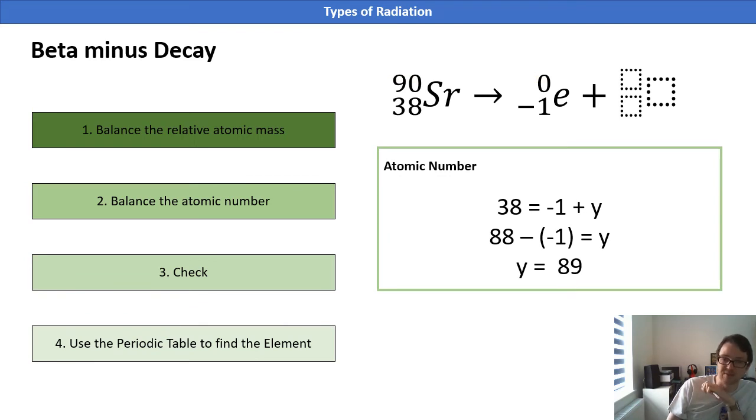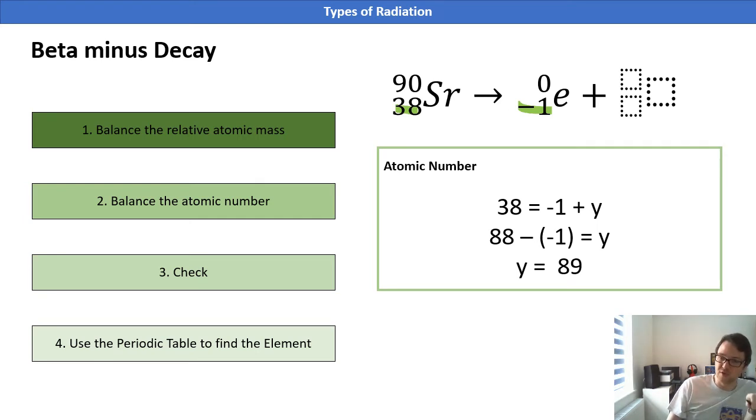The atomic number, however, will be 38 is equal to minus 1 plus an unknown number. Because we've got a minus 1, we're going to have to add 1 to get to 0, and then we're going to have to go to 38. So that means that we now have 39. So my atomic number for the beta minus decay is 39. Once you know you've got that 39, ignore what's in the box, I'm afraid that's slightly wrong, you're going to use the periodic table again.